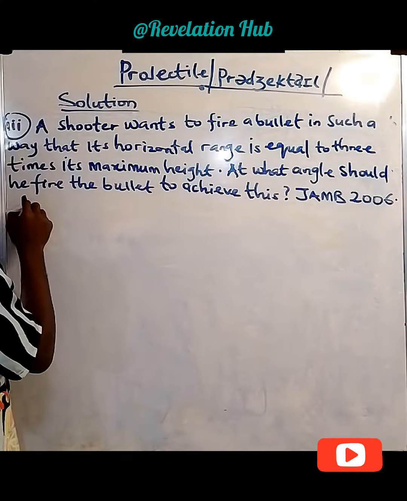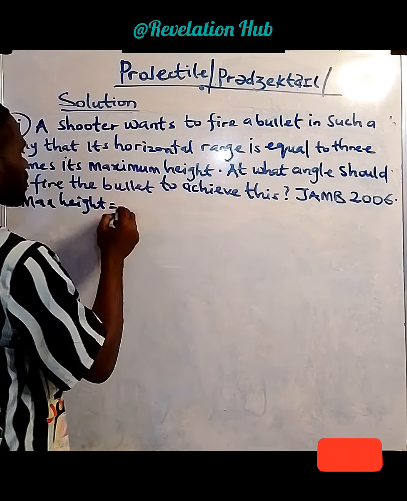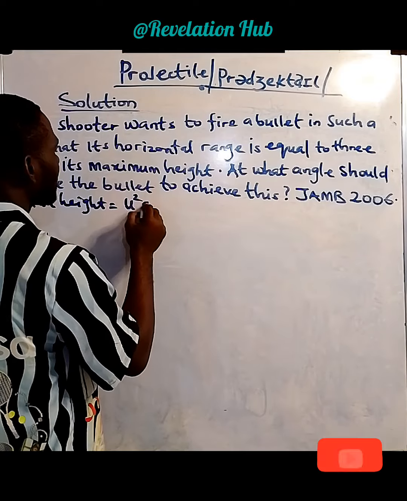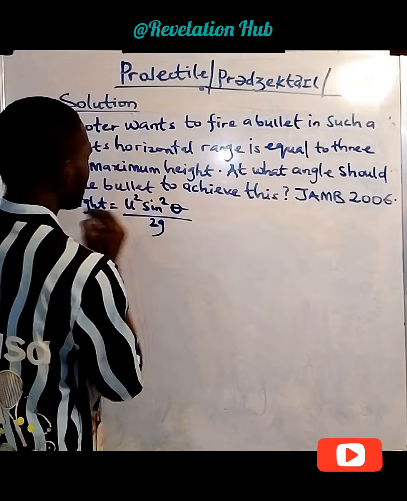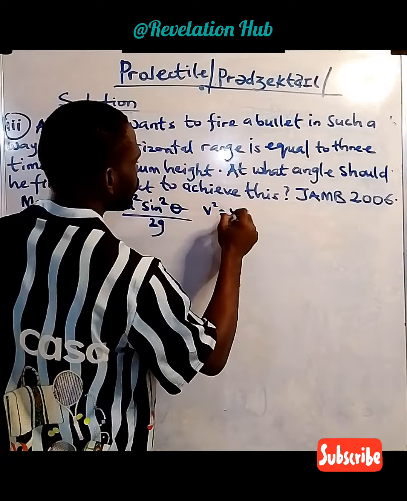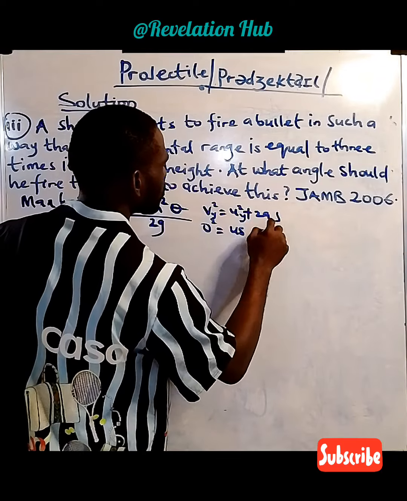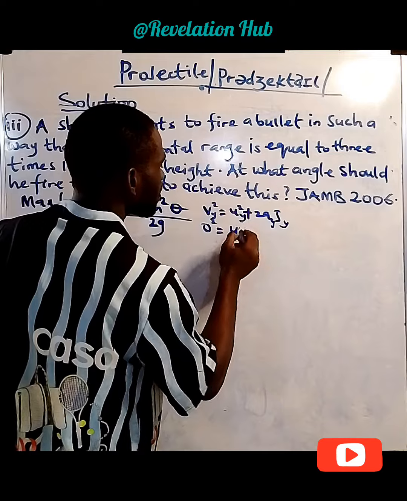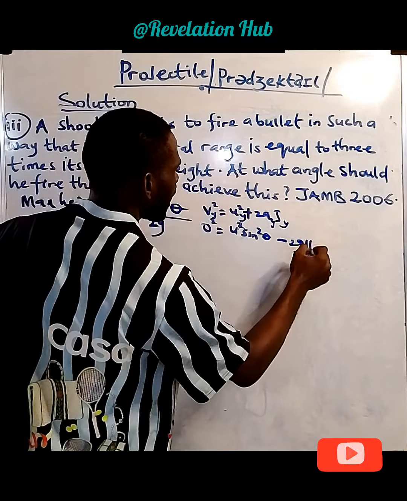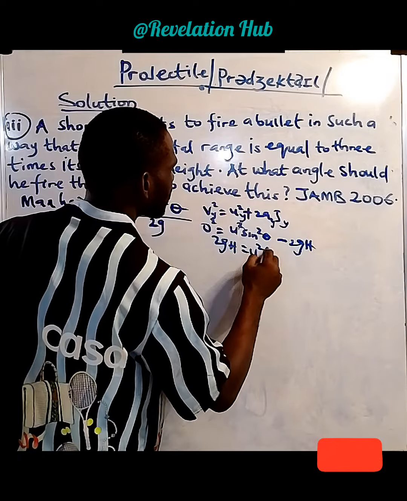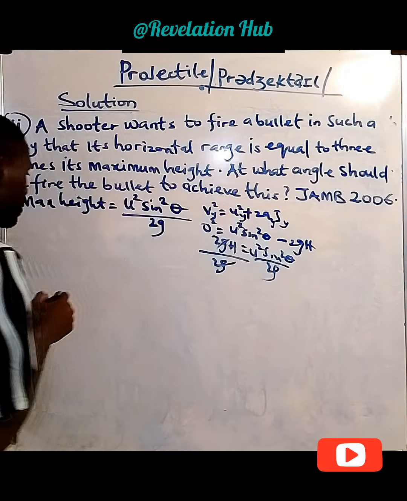So what's the formula for max height? For maximum height attained, the formula is u squared sine squared theta over 2g. Don't forget we derived the formula from v squared equals u squared plus 2as: 0 squared equals (u sine theta) squared, along the y-axis all through, minus 2gh. 2gh crosses over, giving u squared sine squared theta divided by 2g. And we end up with this. So that's the formula for max height.